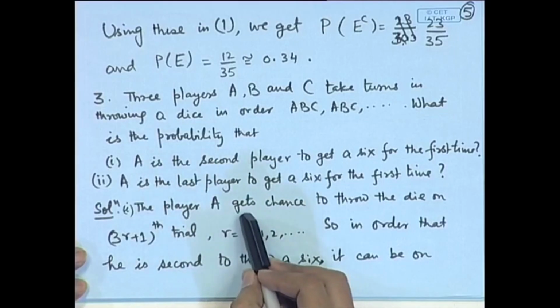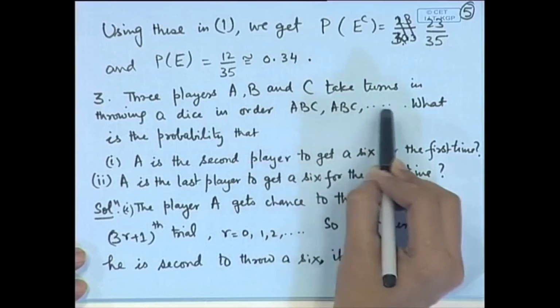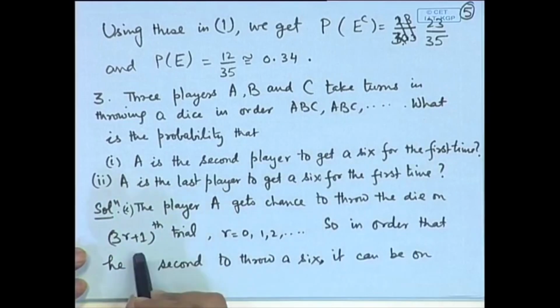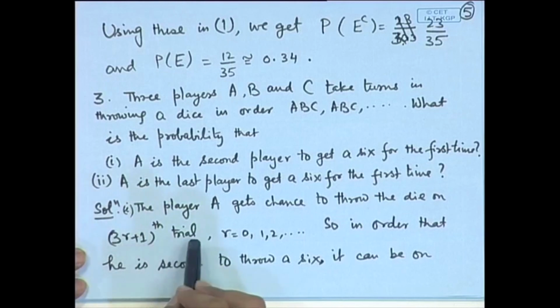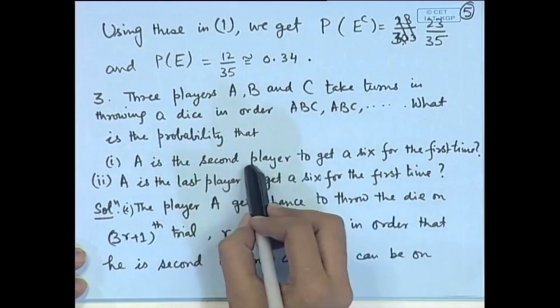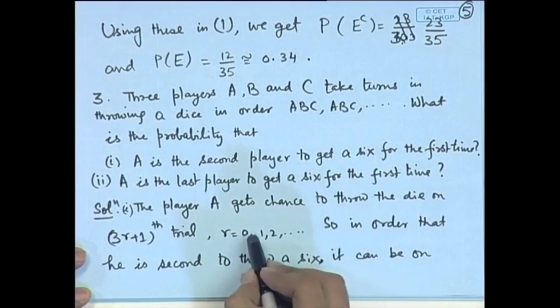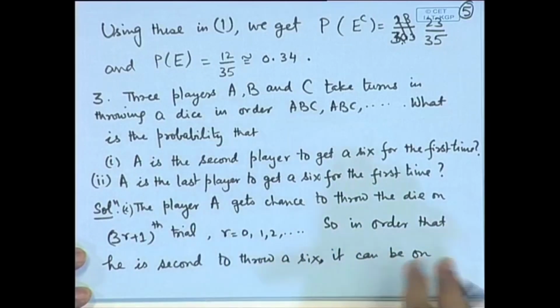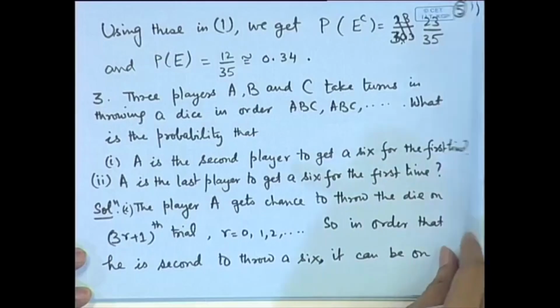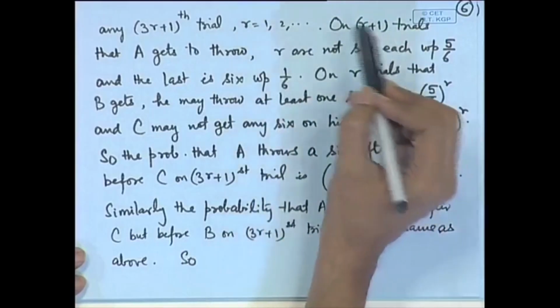Consider the throws of A. Now, A gets a chance on the first trial, the fourth trial, the seventh trial and so on. That means, he gets to throw the die on the 3r plus 1th trial for r equal to 0, 1, 2 etcetera. However, on the first trial itself he should not throw a 6, because he will not then be the second player, he will become the first player. So, r equal to 0 is ruled out. In order that he is second to throw a 6, it can be on any of the 3r plus 1th trial for r equal to 1, 2 and so on, not on r equal to 0.